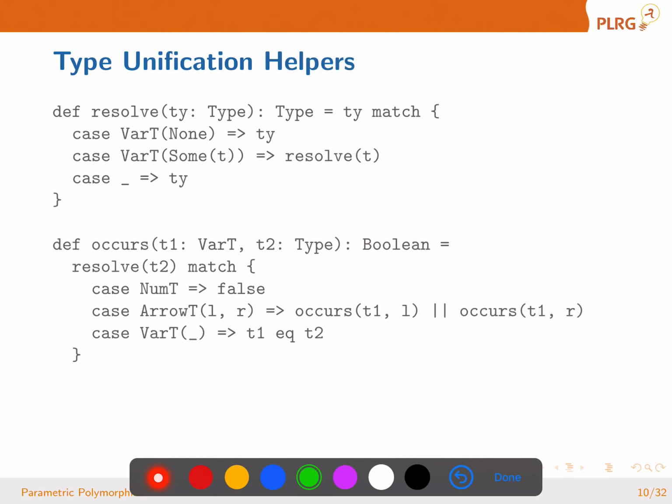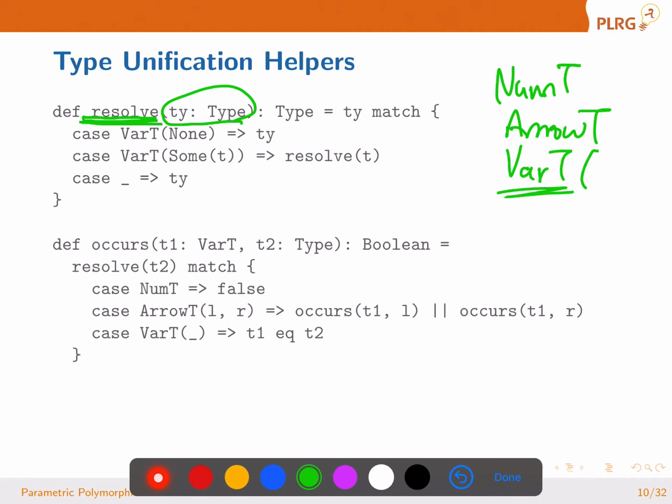Okay, so two extra helper functions. Remember, resolve, simplify a given type. What do we mean by simplifying a type? What do we need to resolve? Because again, type is either num t, arrow t, or var t. And var t has option type. So that option type may have var t again. So it could be nested like an onion.